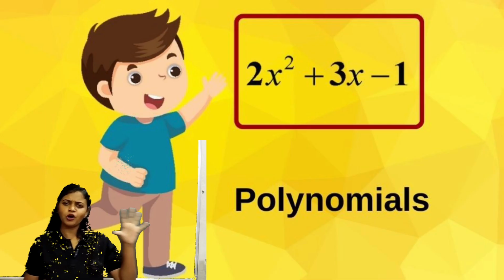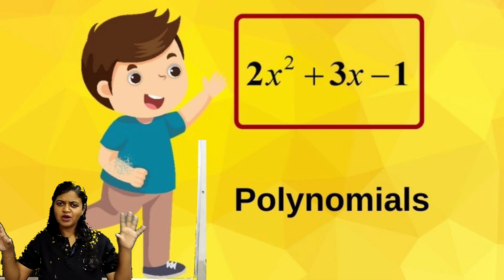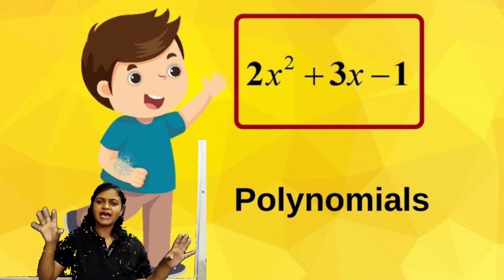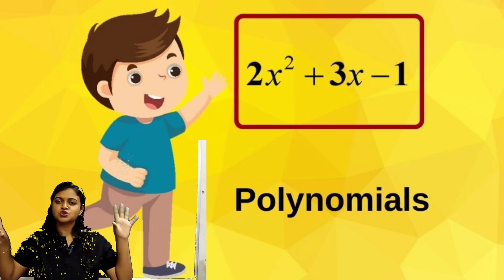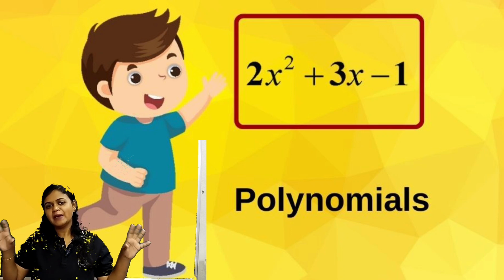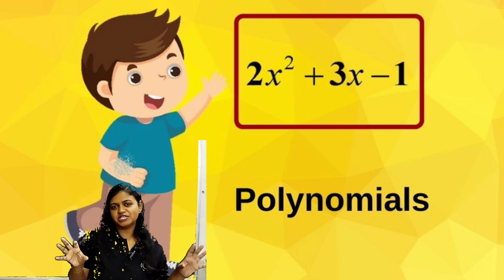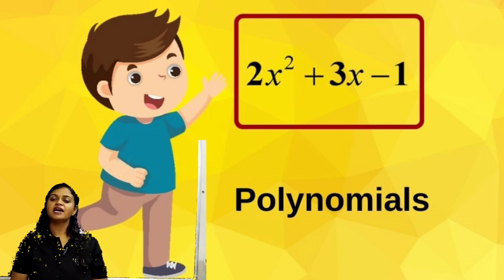Polynomial. Poly means many and nomial means terms. So when many terms make an algebraic expression, this is said to be a polynomial. Yes, we are discussing the chapter Polynomials. This is chapter number 2, which belongs to the new NCERT syllabus.